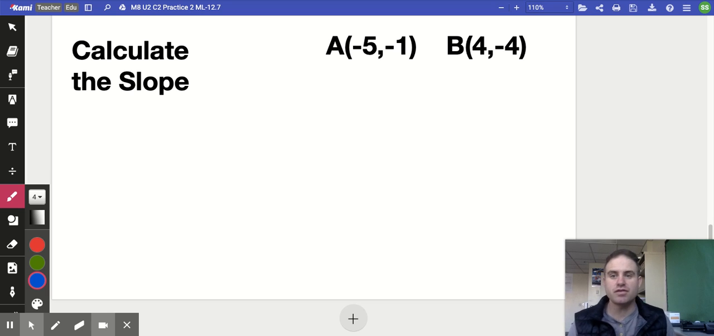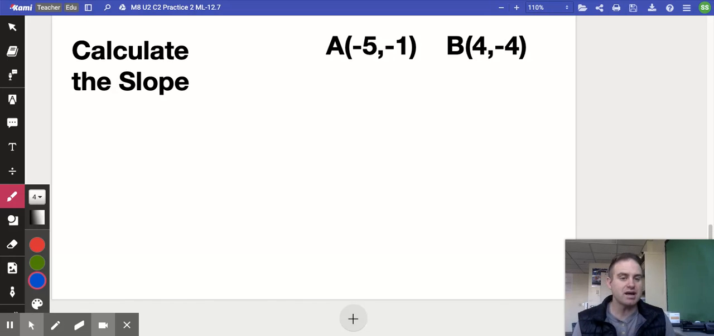All right, the goal of this video is to talk about how we calculate slope when given 2 points. I have a point A and a point B, and we know from geometry that a line is defined as the straight line connecting 2 points. This line will then have slope.